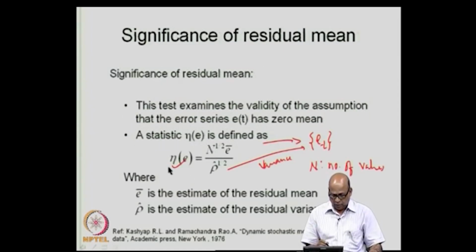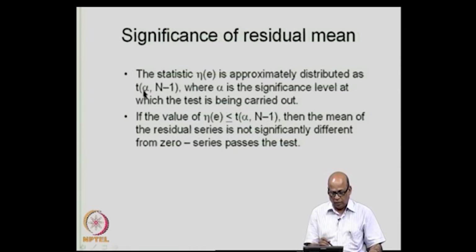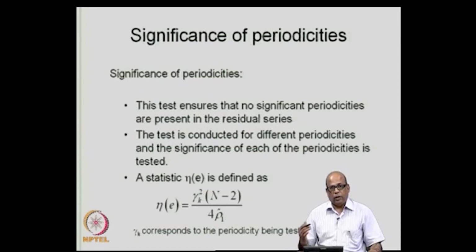It is pretty simple, as you can see. The entire residual series E t is considered first, and for the entire series you formulate one value of eta E, which is a statistic. You compare the eta E you so compute with the T distribution of a specified alpha value, and look at whether this eta E value is in fact less than the critical T value, and then we say the series passes. So, that was the test for significance of the mean.